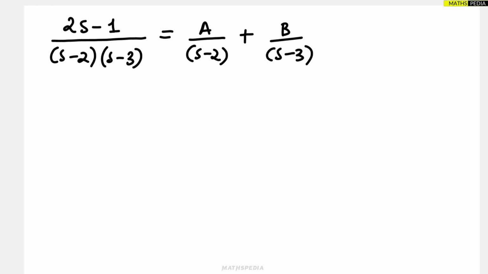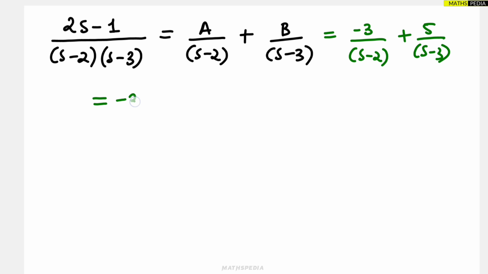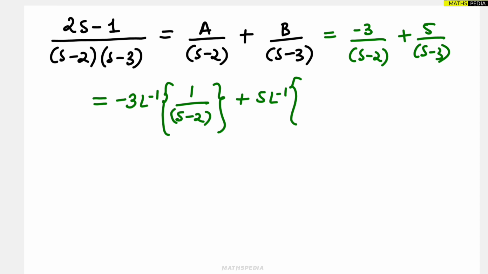Now after getting the values of a and b, just substitute them. The a value we got is minus 3, so minus 3 divided by s minus 2, plus the b value we got, 5 divided by s minus 3. Done. Now after getting this, what do we have to do? We have to take the Laplace inverse. So minus 3 I can take outside: Laplace inverse of 1 divided by s minus 2. Plus 5 is also a constant, so take 5 outside: Laplace inverse of 1 divided by s minus 3.